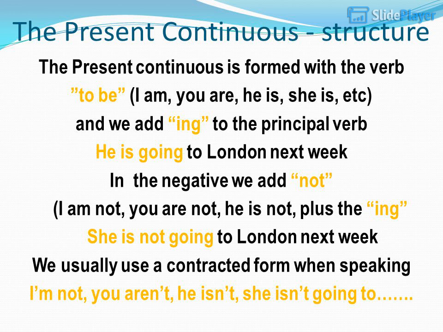In the negative, we add not: I am not, you are not, he is not, plus the ing. She is not going to London next week. We usually use a contracted form when speaking: I'm not, you aren't, he isn't, she isn't going to.